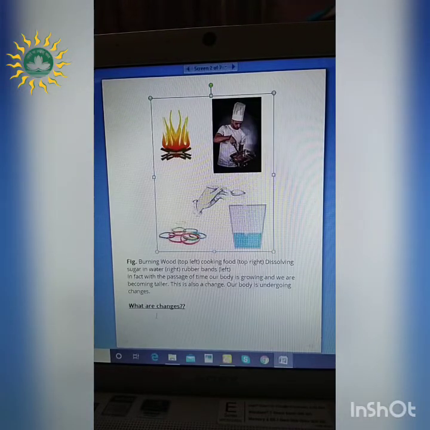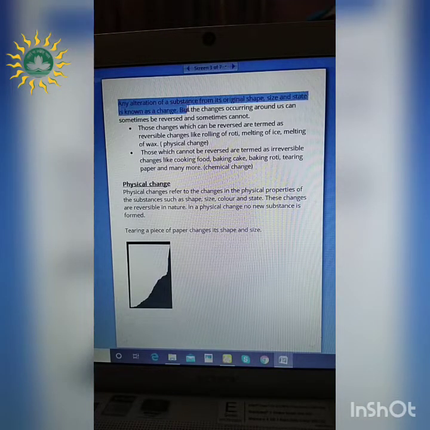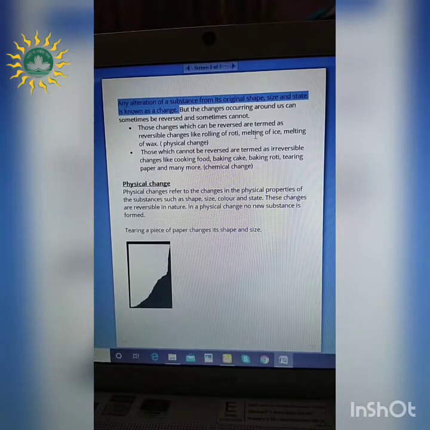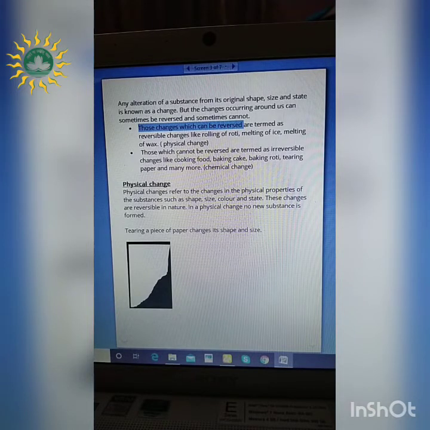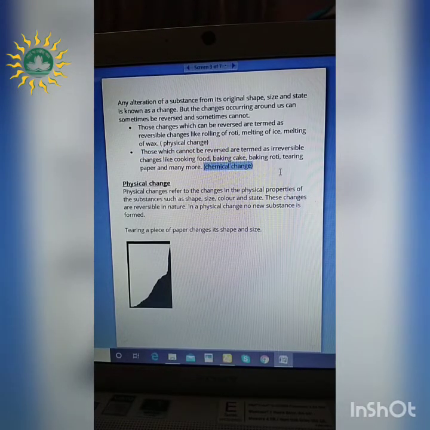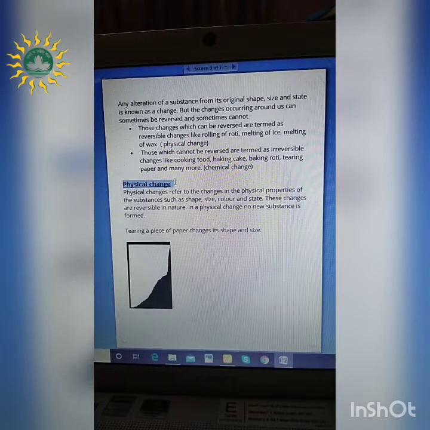So what can we say the changes are? Any alteration of a substance from its original shape, size and state is known as a change. But these changes can be of two types. One is those changes which can be reversed, referred to as reversible changes. Another is those changes which cannot be reversed, and hence new substances will definitely be produced. That is the chemical change. So two types of changes are being seen: one is physical change, another one is chemical change. In this lesson, we will concentrate on the physical changes.